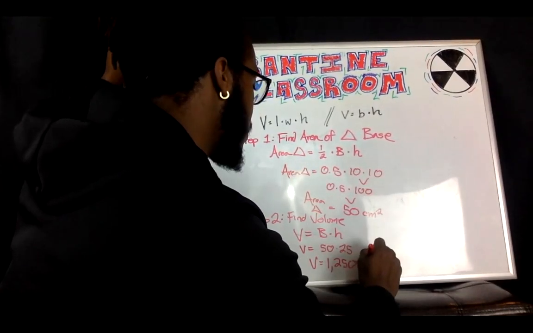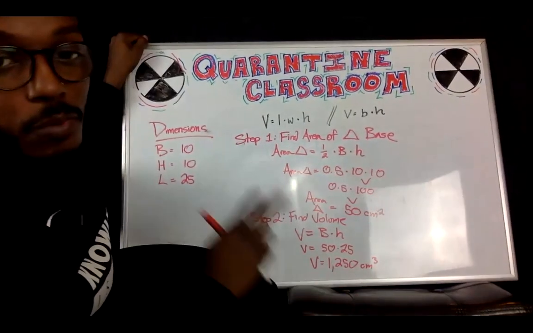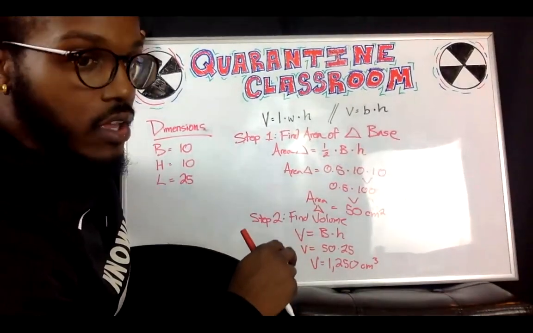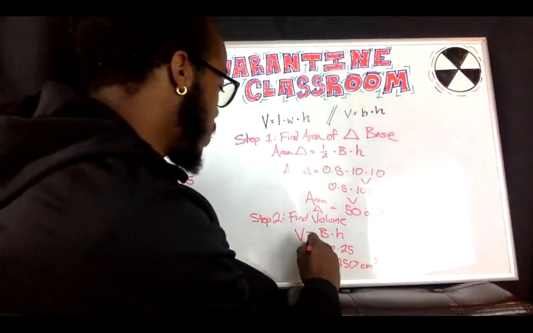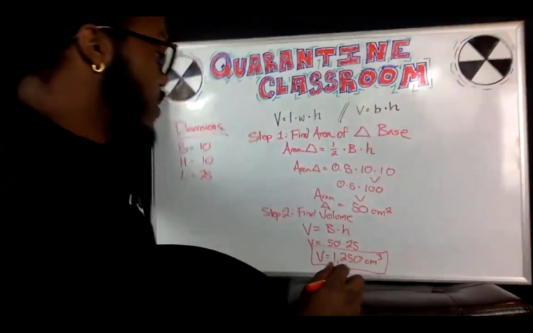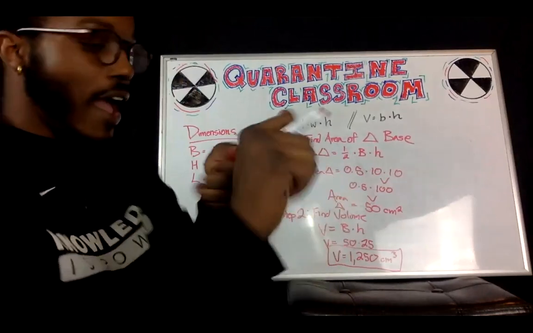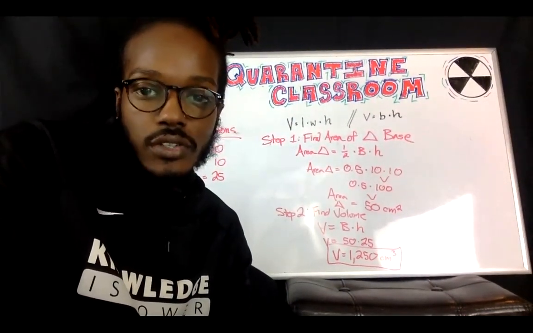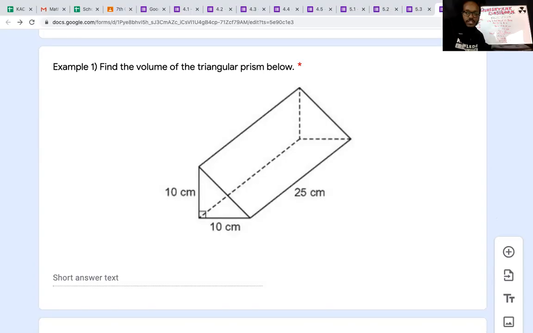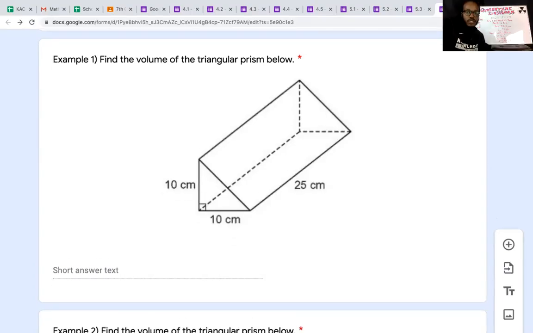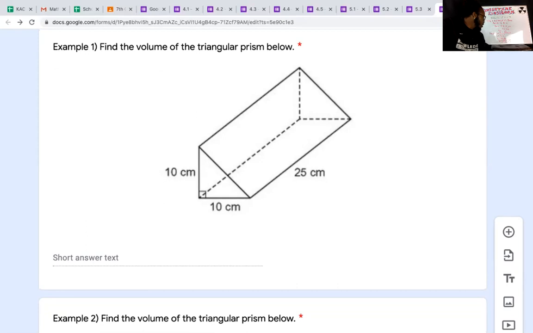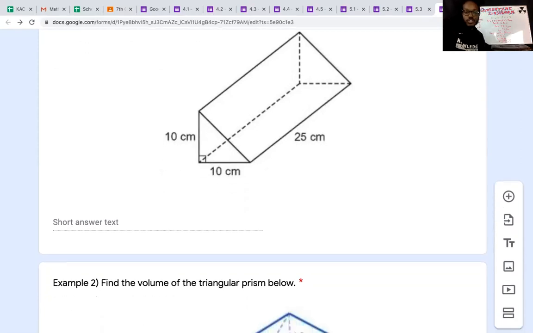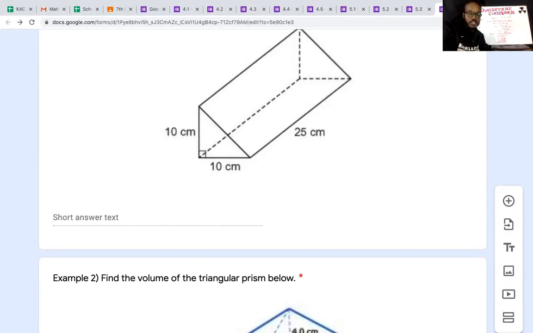1,250 centimeters cubed, because we multiplied 3 dimensions by each other. I'm going to go back and put that inside of the Google Doc, as you should. The answer that you will put there is volume equals 1,250 centimeters cubed. Make sure that you pay attention to the units there.